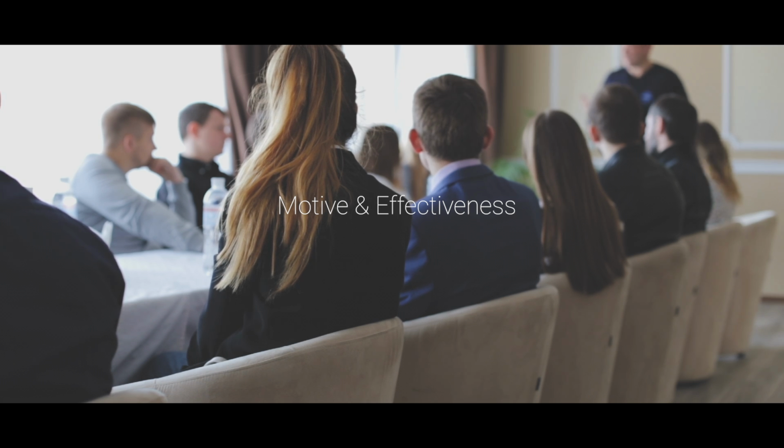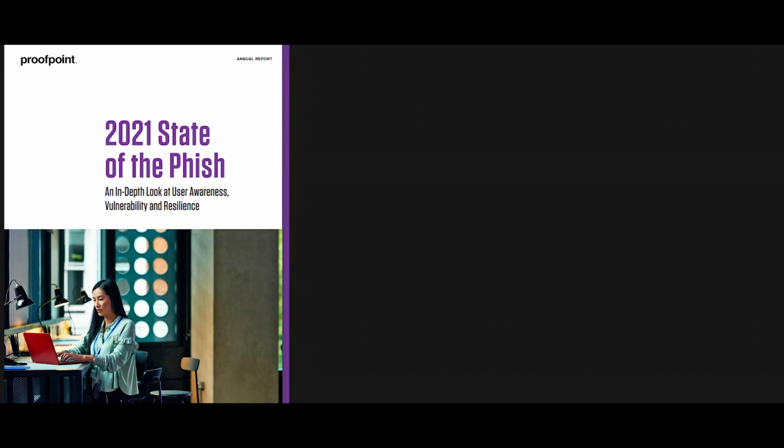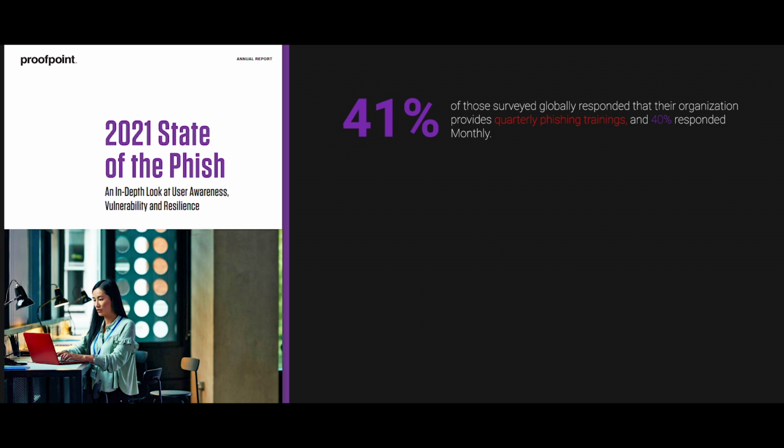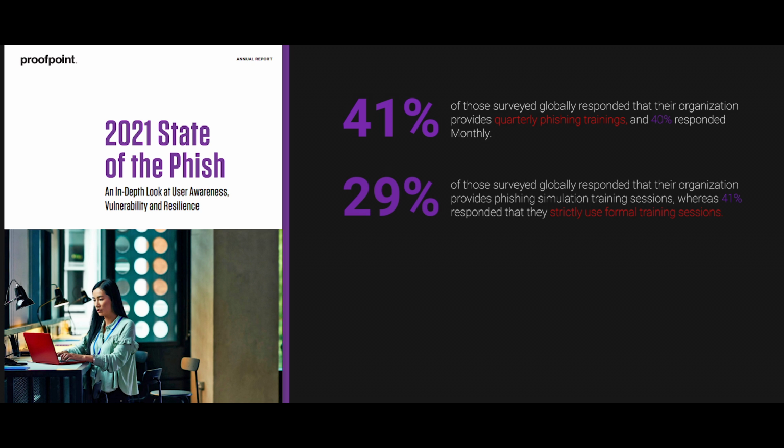A few things did stand out to me on this report though, and I think it's worth mentioning before we get to the crux of the problem. Firstly, although a significant amount of organizations provided monthly trainings, a good majority also responded with quarterly, which is in most cases too infrequent. Second, a very low number of organizations seem to be providing simulated phishing training, as a majority only seems to provide formal training sessions.